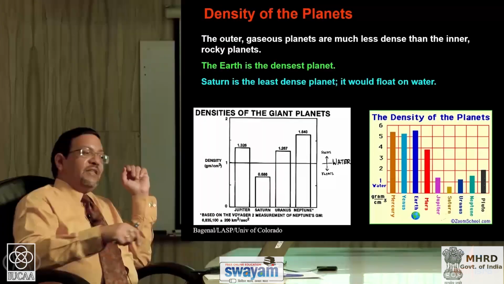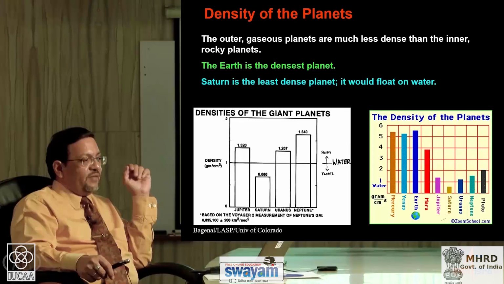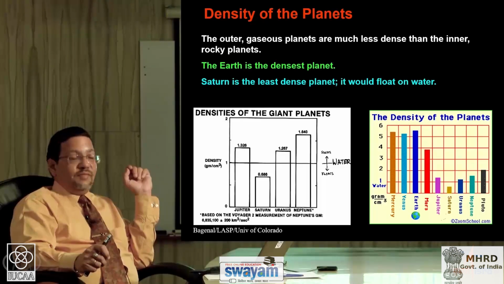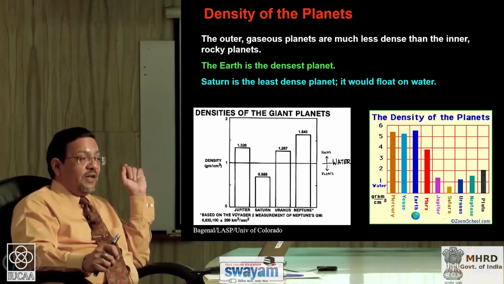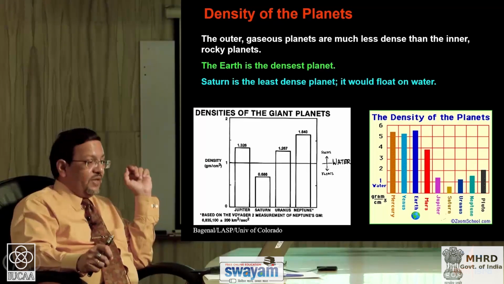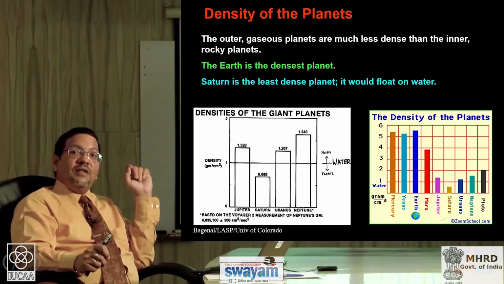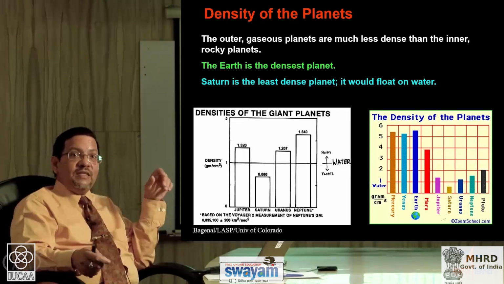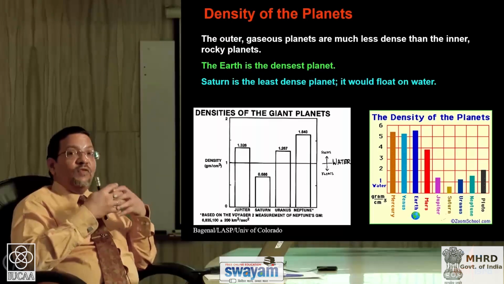If you look at the densities of the planets, which are plotted in this figure, here the planet Earth tops. You can see the density of Earth is highest, close to 5.5 gram per cc, and here Saturn is the lightest, whose density is less than 1, which in turn means that the planet Saturn can actually float on water.